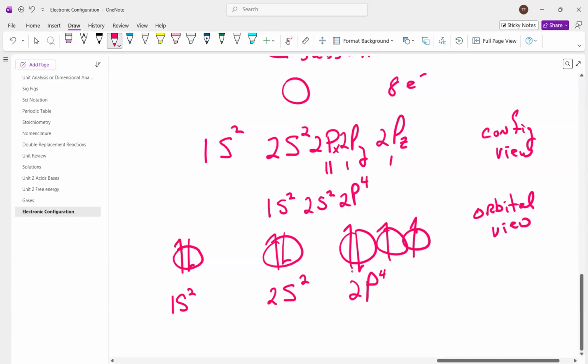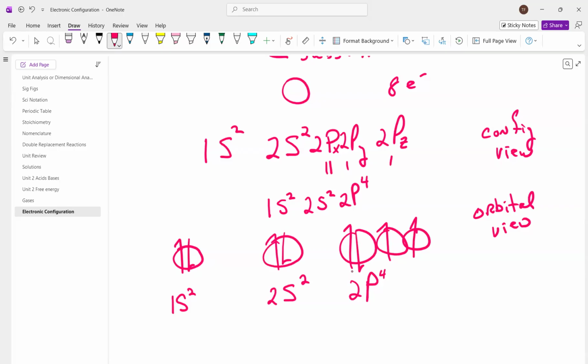Subshell P X has 2. Subshell P Y has 1, and then subshell P Z has 1. Exactly. Now, when we get higher up, they don't align on the axes like P does. P is really clean cut. X, Y, Z. When we get into the D's and the F's, they're crazy looking.